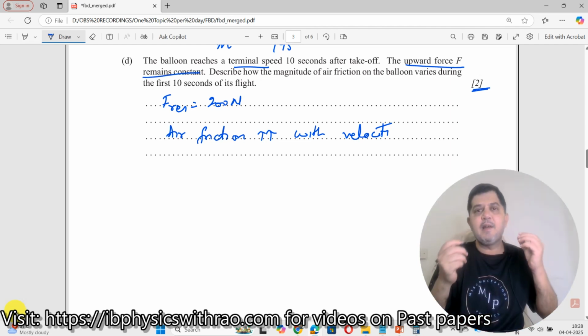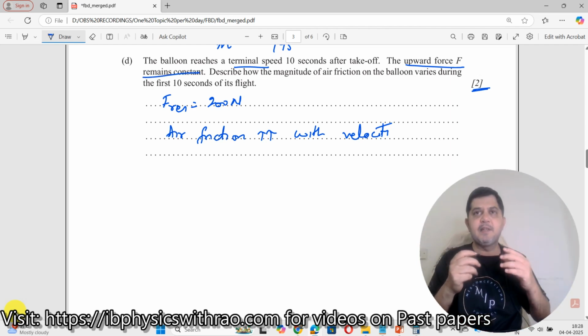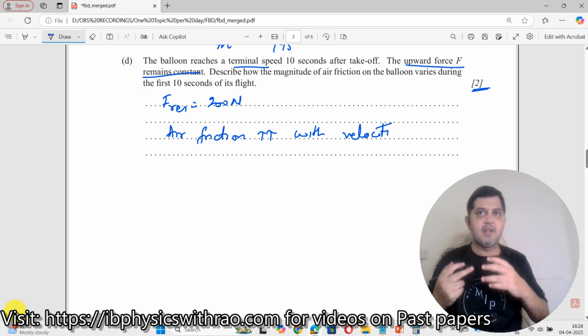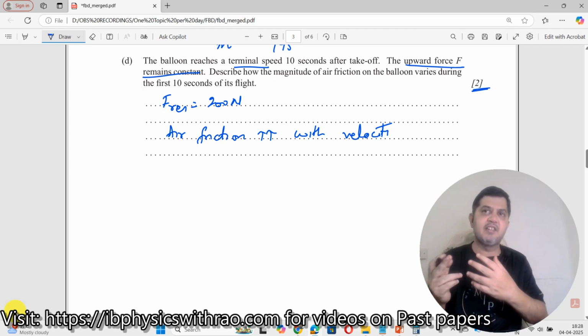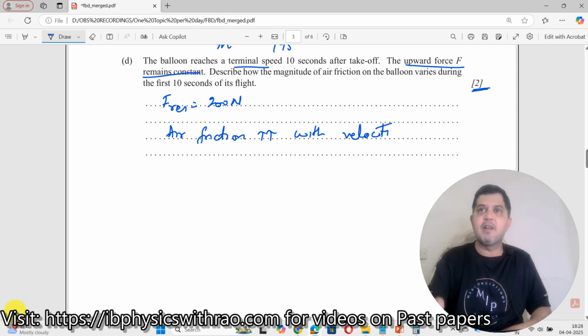When there is an upward force acting on an object, the object will continue to accelerate, which means it should definitely keep on accelerating. Its velocity should keep on increasing. But what does he say? He says that 10 seconds after takeoff, the balloon reaches a terminal velocity.